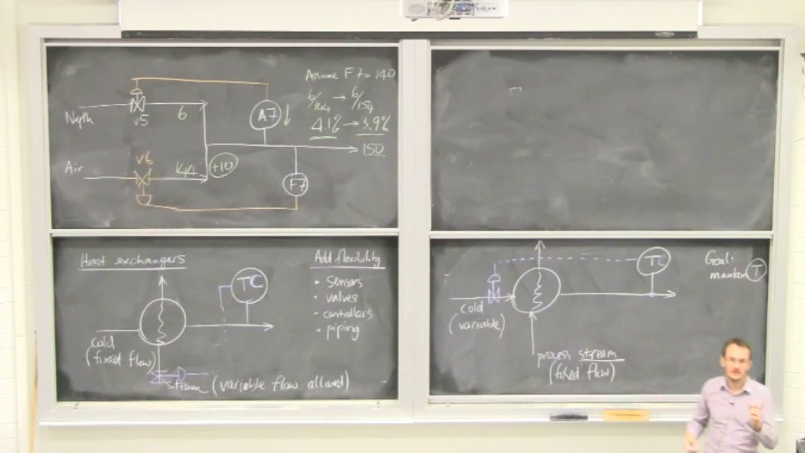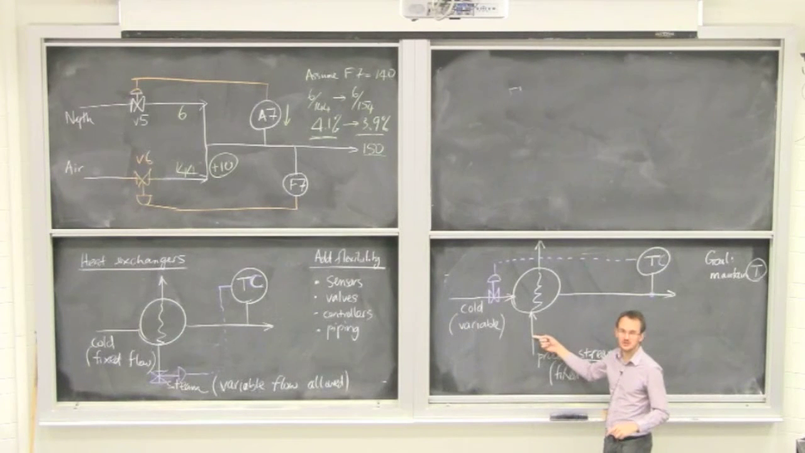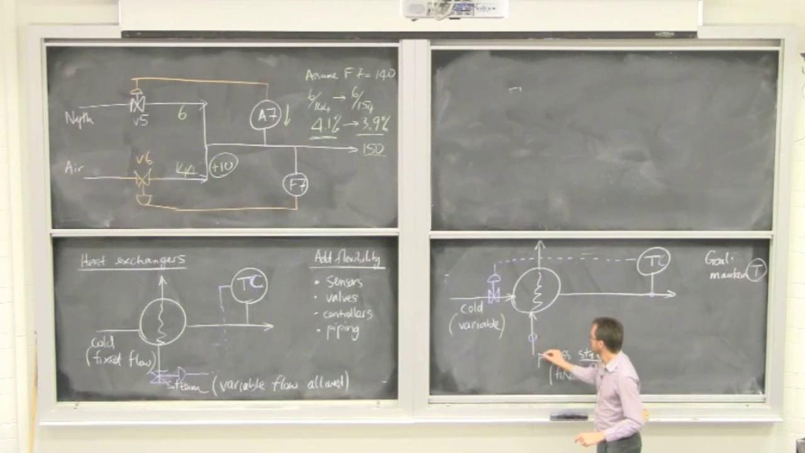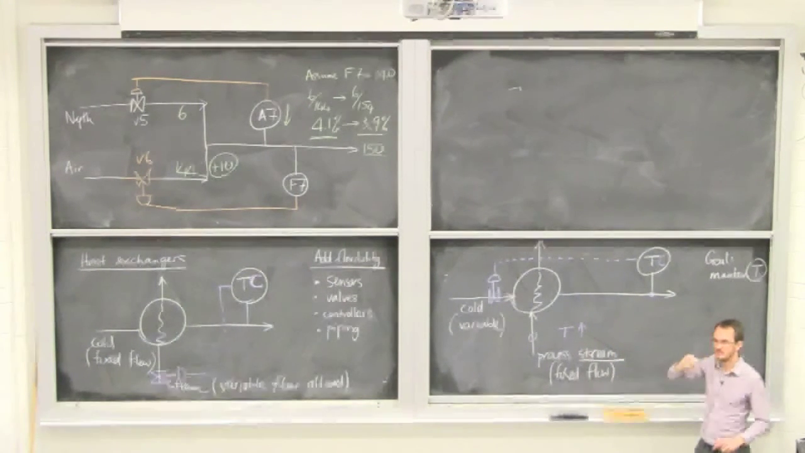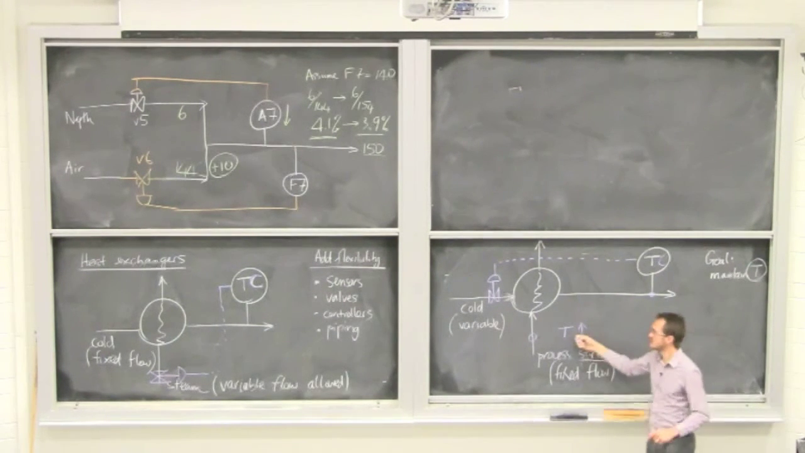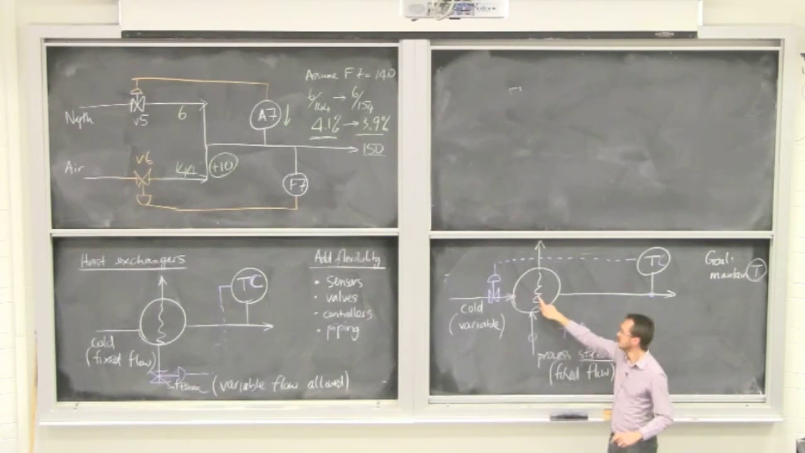Brandon? It's fine as long as you can assume the process stream coming in remains the same temperature. Okay, so let's take a look at that. Let's say the process stream temperature is at a certain value, T, and now it goes up. What's going to happen here in the system? So this temperature rises. What happens in the heat exchanger?